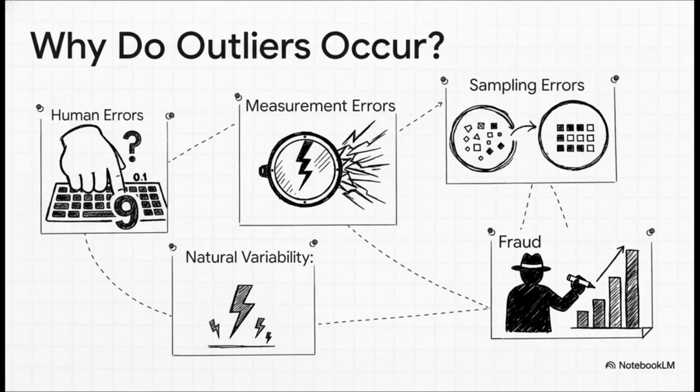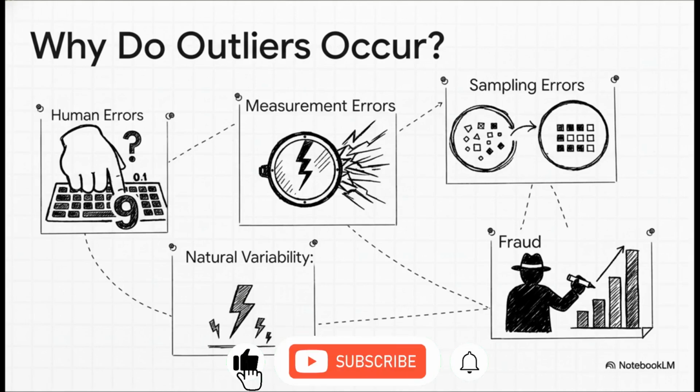Now, these imposters can actually be genuine rare events, like that CEO's salary, which is really valuable information. But they can also be simple mistakes, like a typo where someone accidentally typed $5,000 instead of $500.00. Or, in some serious cases, they can even be signs of fraud. Figuring out if it's an error or a genuine insight, that's the real detective work.